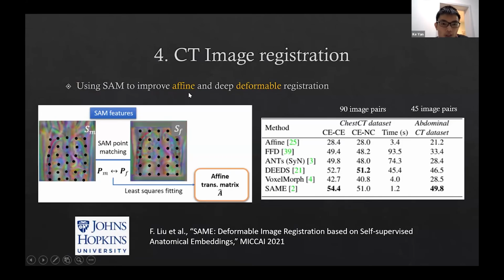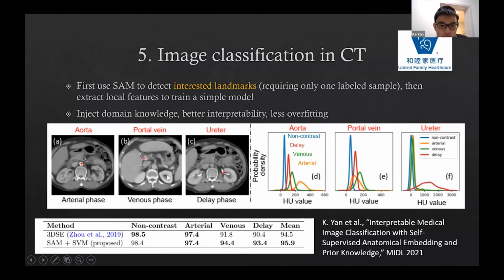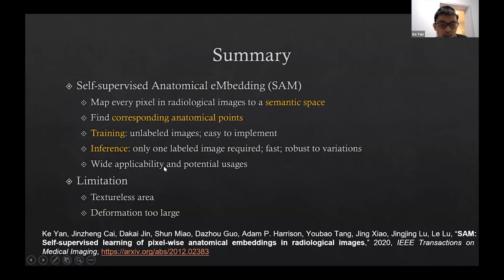Our algorithm can also help to improve CT image registration algorithms. We can find a grid on one CT image and use SAM to find the corresponding grid on another image, and then we can compute a transformation matrix to transform one image into the other to best align these two images. This paper was published in last year's MICCAI. And we can also use our algorithm to do some medical image classification.